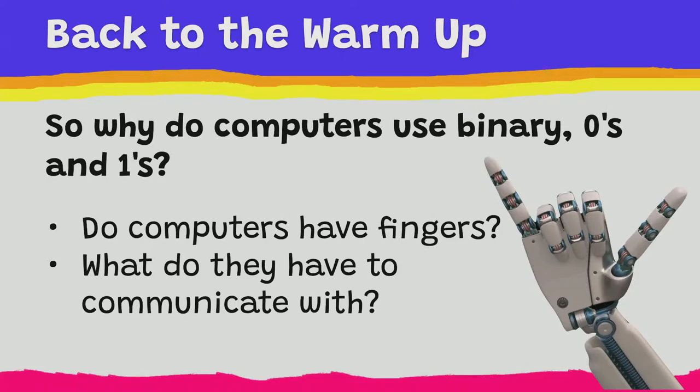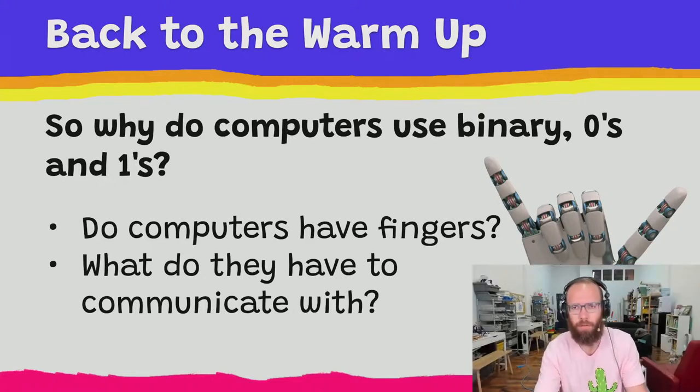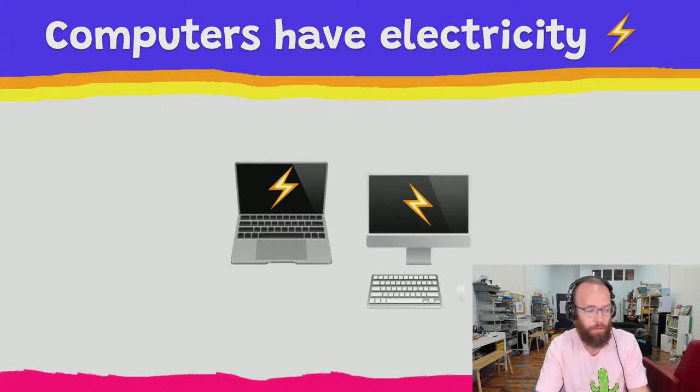So why do computers use binary, zeros and ones? Do computers have fingers? You could ask kids that. Do computers have fingers? No. So what do they have to communicate with? They don't have fingers and toes and body parts. How do computers count? How did humans decide computers would count a certain way? What do computers have to work with? Well, computers have electricity. They have electricity flowing through them.